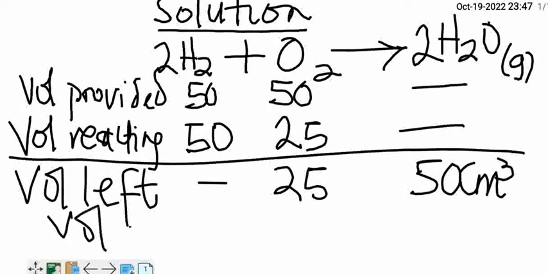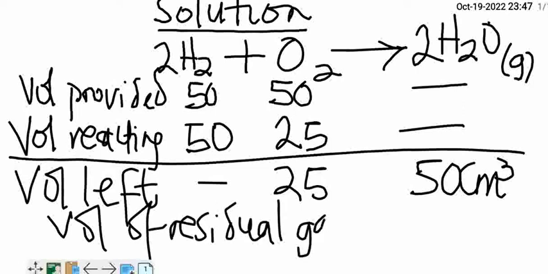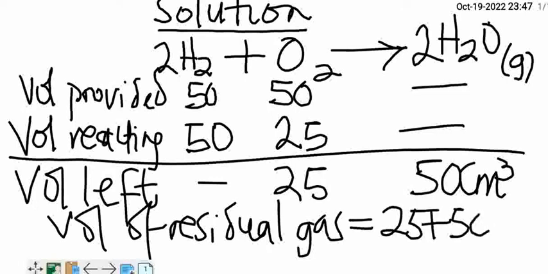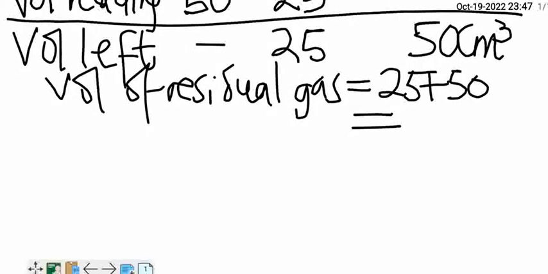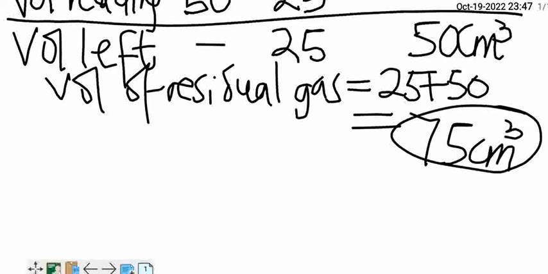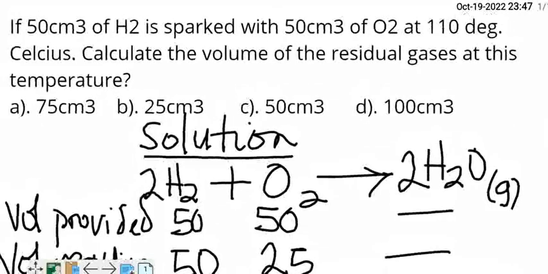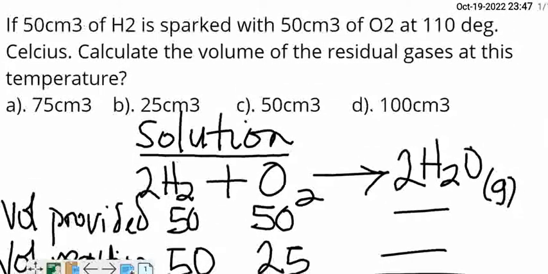So volume of residual gases will be equal to 25 plus 50. When I say residual gases, this is a leftover, a residue. This is also a leftover, a residue. That is why we are adding the volumes together. So the volume of residual gases is equal to 75 cm³. And that is the solution to the question. Our answer is option A.